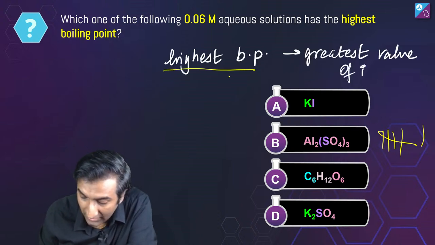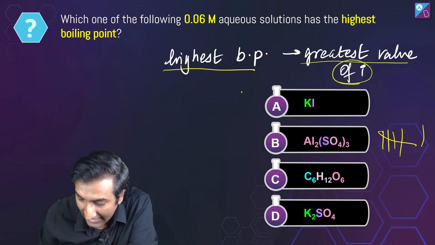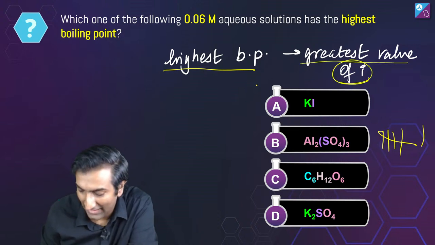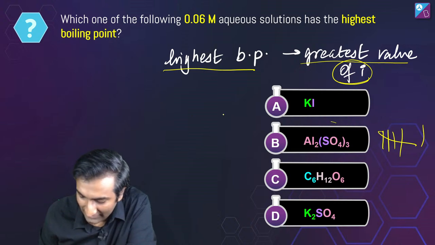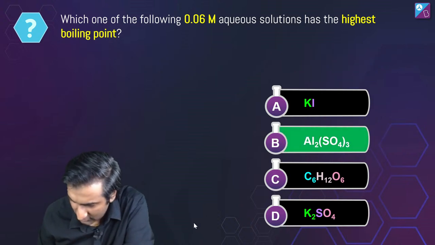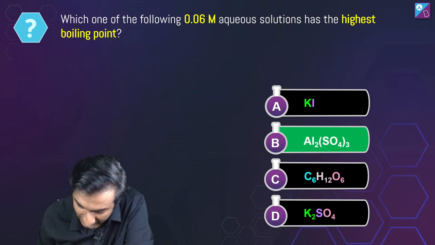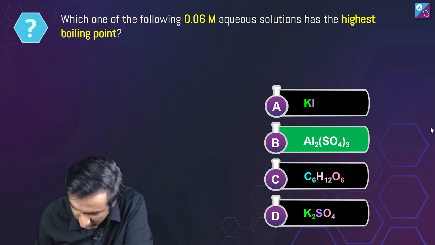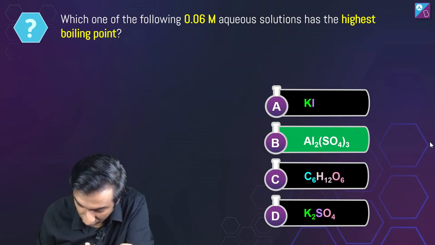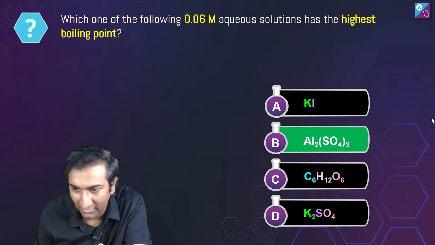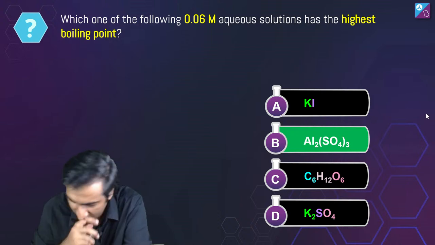हाईएस्ट बॉइलिंग पॉइंट किसका होगा, जिसका ग्रेटेस्ट वैल्यू होगा i का ऑफ i, राइट, एंड दिस हैज द हाईएस्ट वैल्यू ऑफ i, नो ब्रेनर, सही है. अगला सवाल, और अभी डन, खत्म हो गया सेशन. अरे नहीं नहीं, पिक्चर अभी बाकी है दोस्त, थोड़ी सी पिक्चर बाकी है, बट बाकी है.